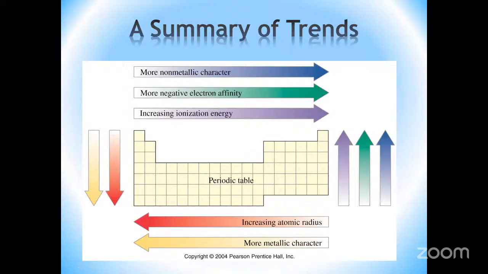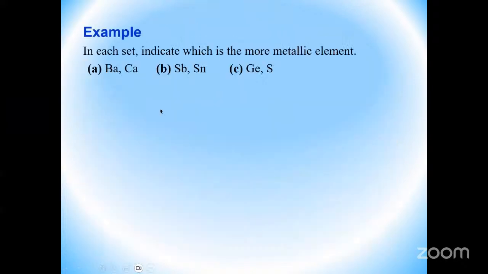So you should be able to predict these trends, like if you're given questions of the type that we just discussed. If you're given 3 arbitrary elements, you should be able to tell, okay, what's the order of first ionization energy or metallic character or whatever, simply based on their relative positions in the periodic table. So for example, you could be given this question: indicate which element is more metallic in each case. So what would be the answer for A?